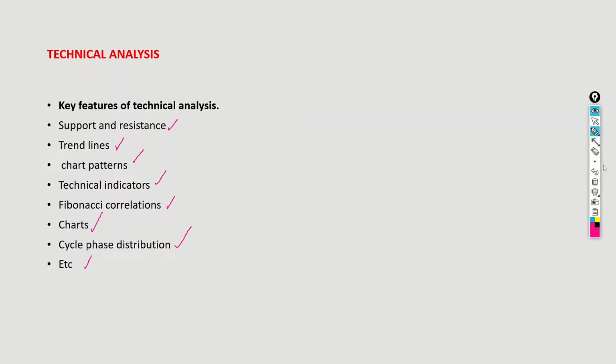Technical analysis will put into consideration the study of price action, which involves the study of different support and resistance levels, the action of price on different trend lines, and the formation of different chart patterns. It covers how the price responds to different technical indicators, how the price responds to Fibonacci correlations, and how the charts look today and how they have been looking within previous dates. And then we shall also look at how the price forms with a cycle phase distribution in technical analysis.